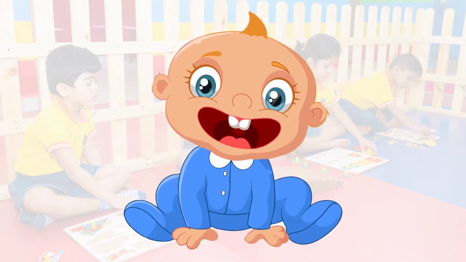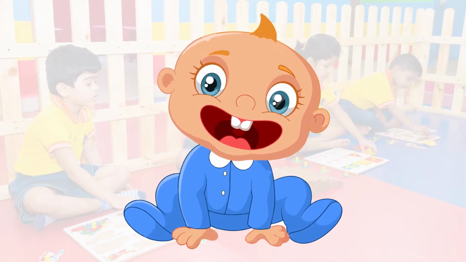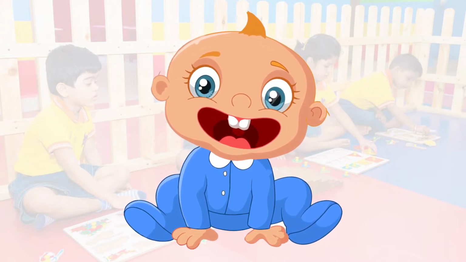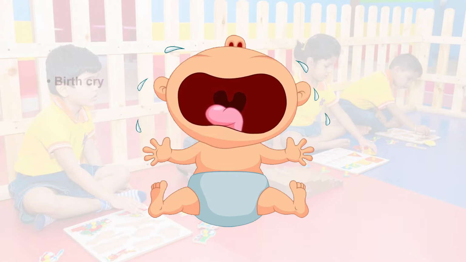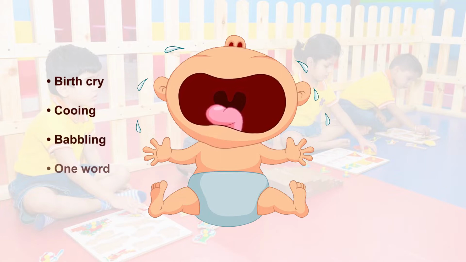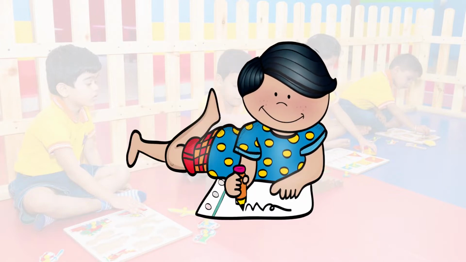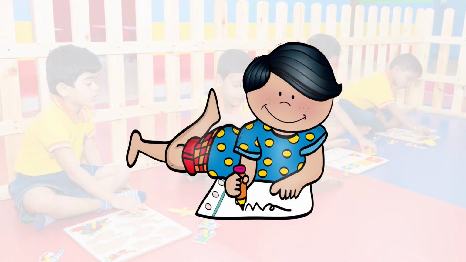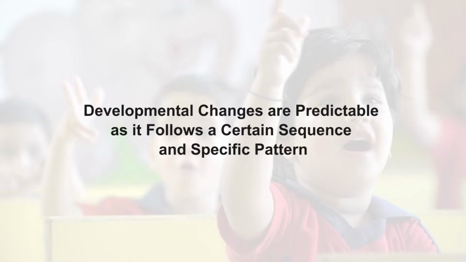For example, the appearance of the first tooth occurs rapidly and is overtly visible, whereas the speech of a child starts with a birth cry and progressively develops into cooing, babbling, one word and then two-word utterances and later complete sentences. This principle also emphasizes that the development at a particular stage serves as a facilitator for development in the other stage. And the second principle is that developmental changes are predictable as it follows a certain sequence and specific pattern.